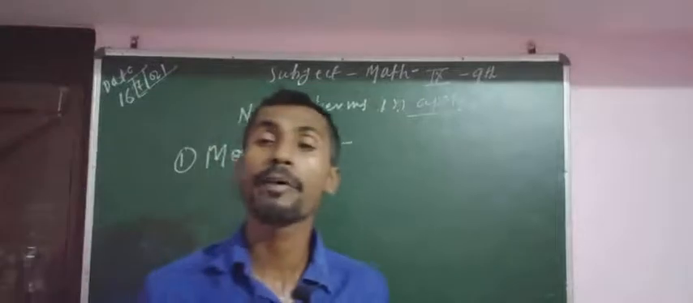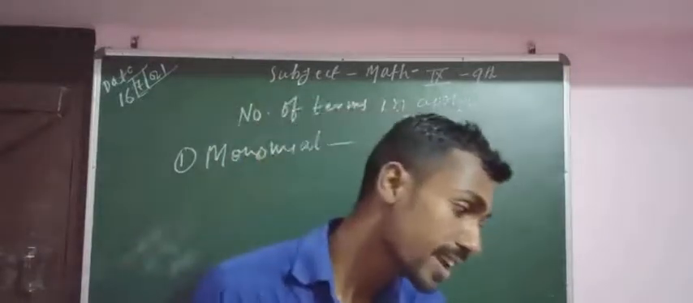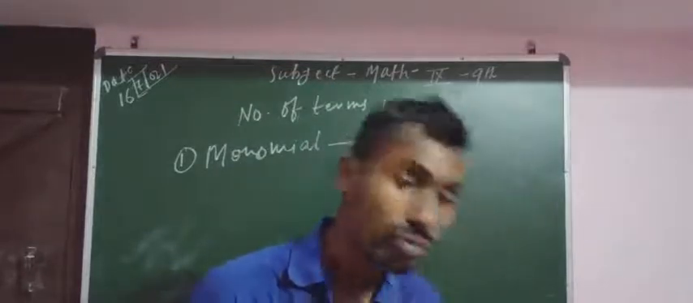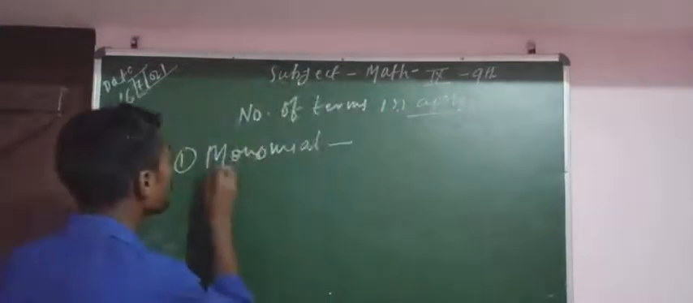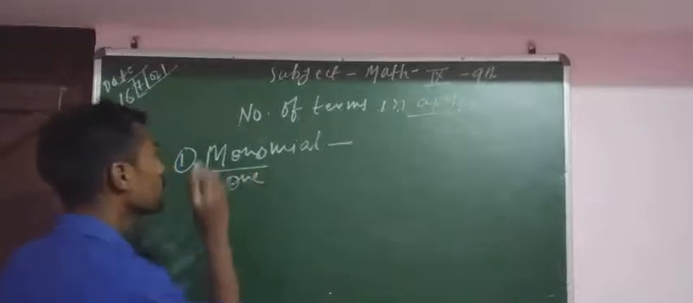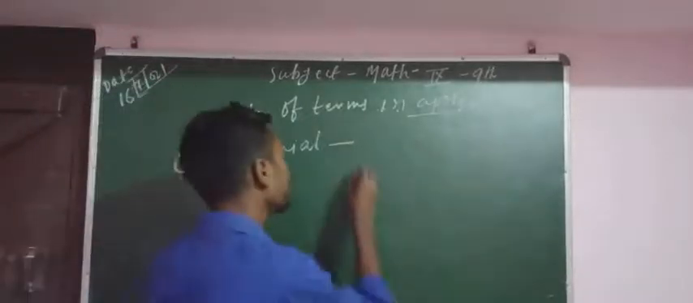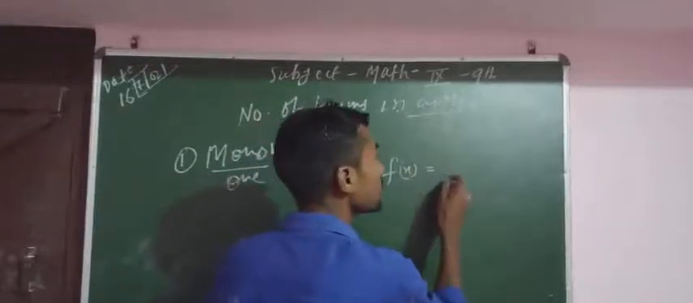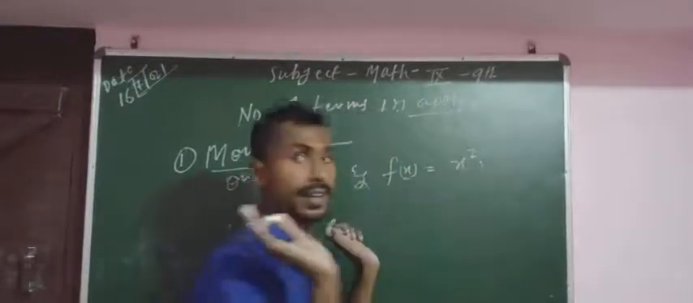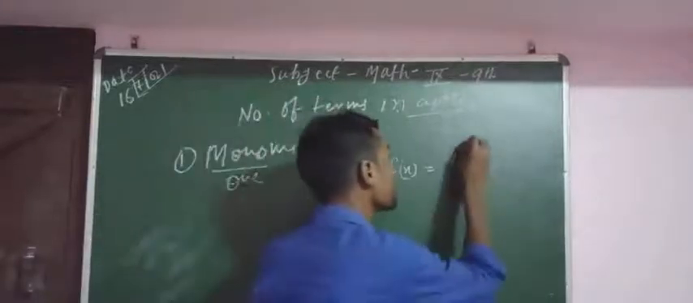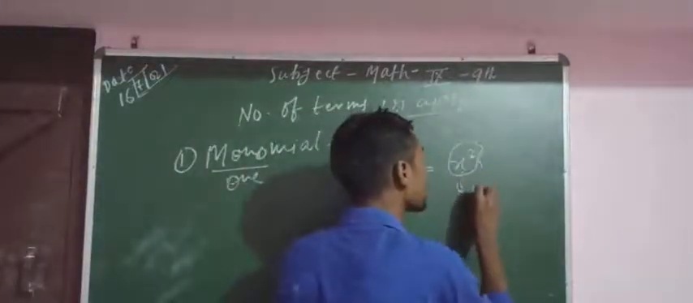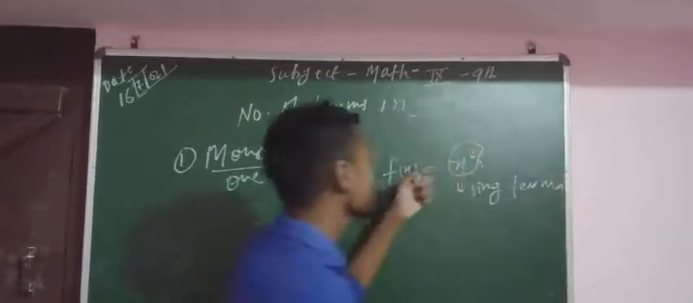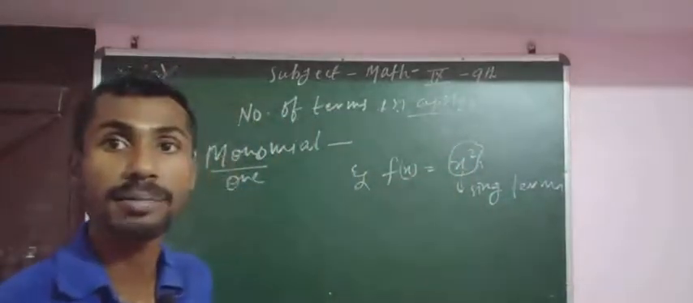A monomial means a polynomial expression contains a single term. Mono means one. Look at the example. Suppose f of x is a polynomial, x square. This is a single term, so this is an example of monomial.